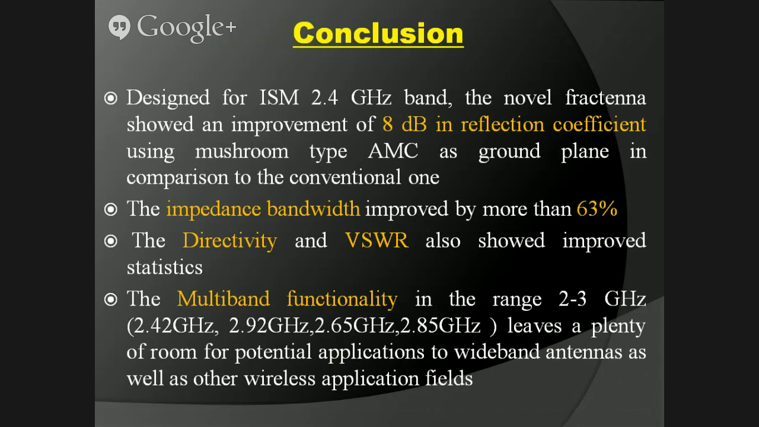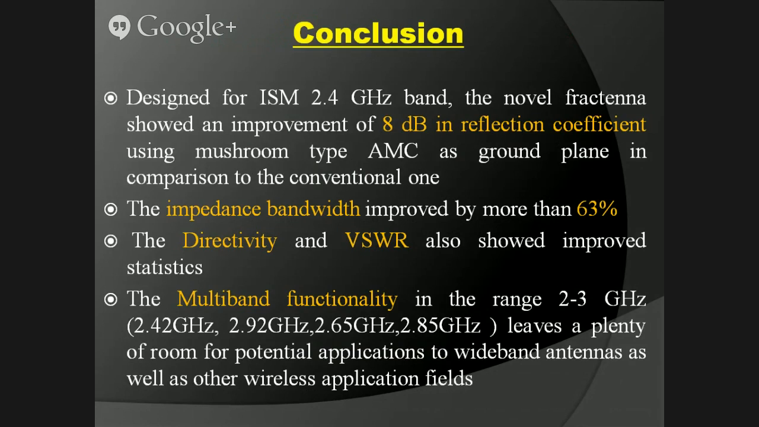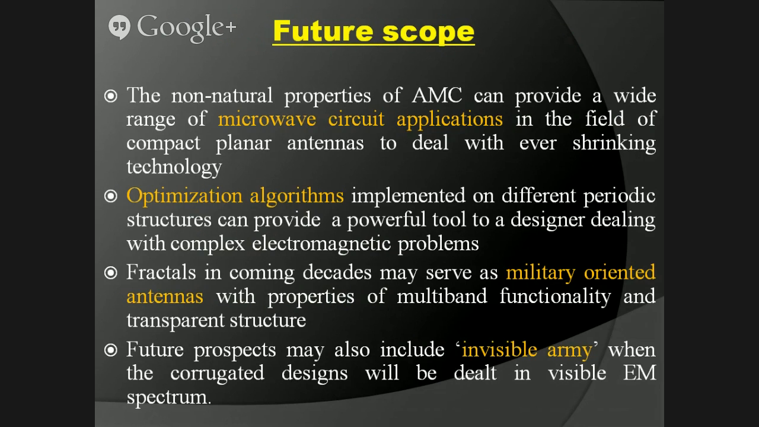Conclusion: the results have been achieved for a reflection coefficient improvement of 8 dB, impedance bandwidth has been improved, directivity as well as VSWR are improved, and the multiband functionality has been achieved. Future scope: for the immediate future, it can be used in various microwave circuit applications. Optimization algorithms like BFO, ASO, PCO, PSO, or various other hybridized forms can be used for solving complex electromagnetic problems.